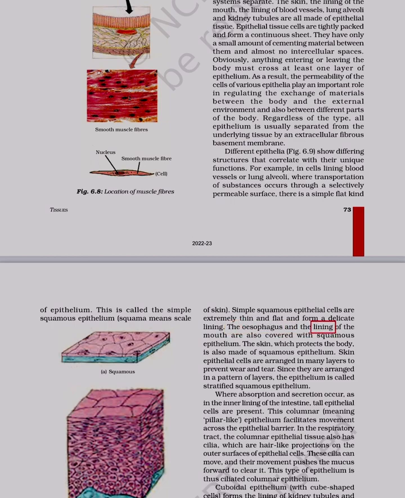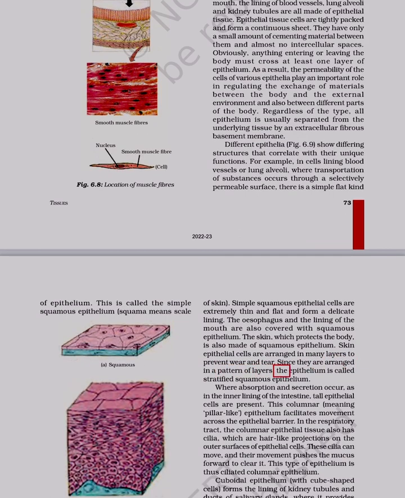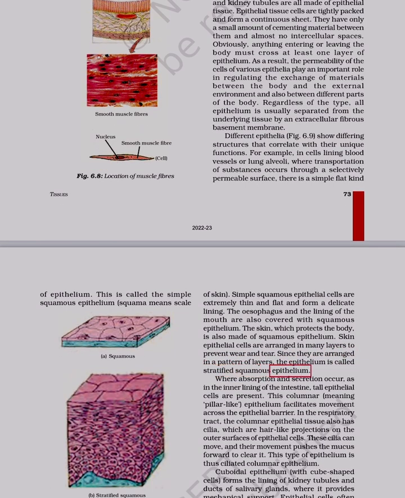The esophagus and the lining of the mouth are also covered with squamous epithelium. The skin, which protects the body, is also made of squamous epithelium. Skin epithelial cells are arranged in many layers to prevent wear and tear. Since they are arranged in a pattern of layers, the epithelium is called stratified squamous epithelium.